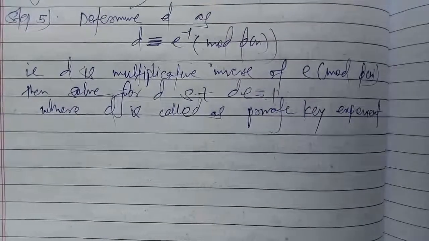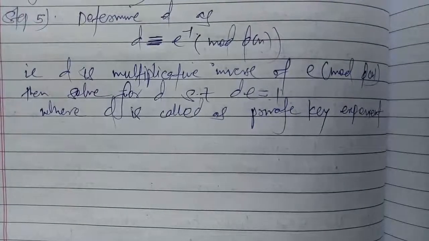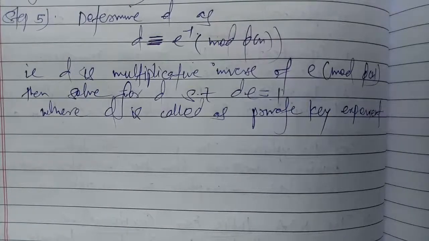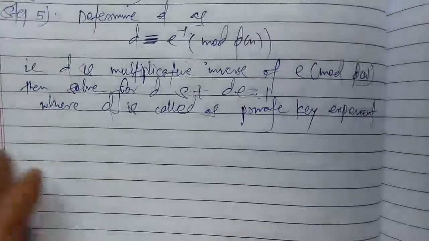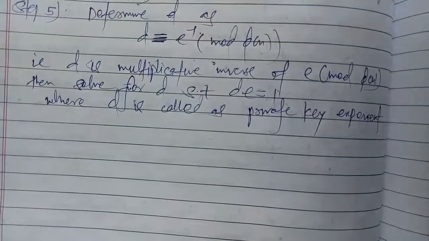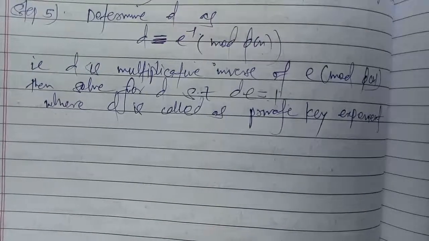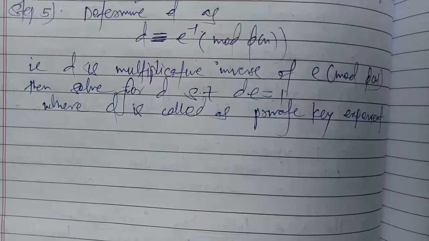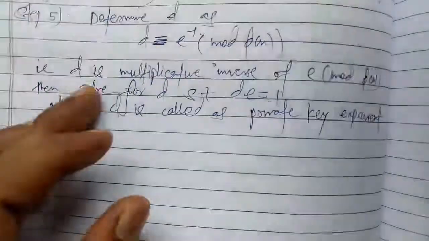Now the public key consists of the modulus n and the value of e, which is your public exponent, right? So the private key consists of modulus n and the private exponent small d, which is kept secret. Therefore p, q and phi n must also be kept secret because they are used to find the value of small d, right? That is your algorithm.